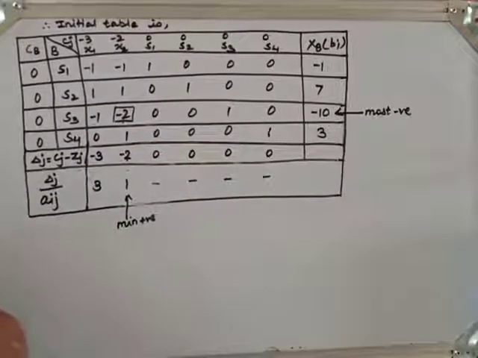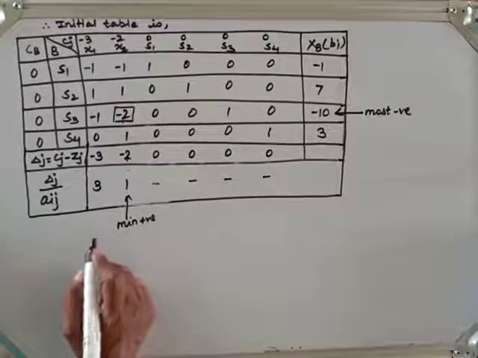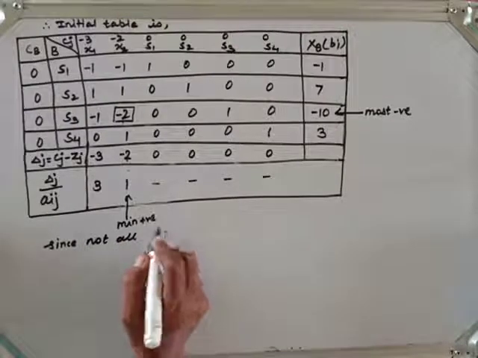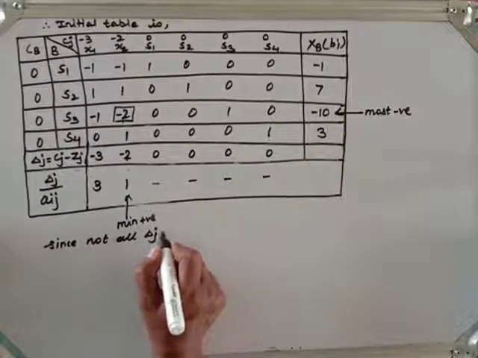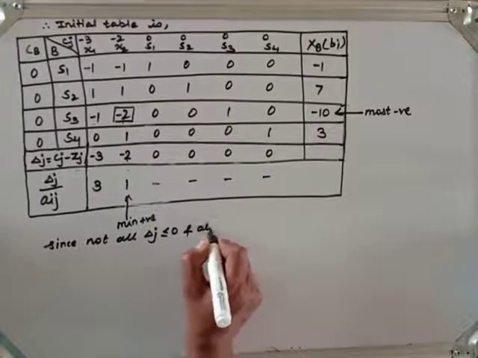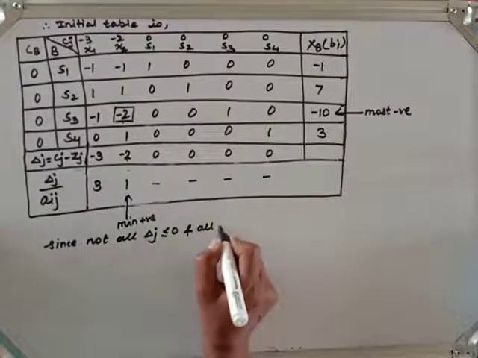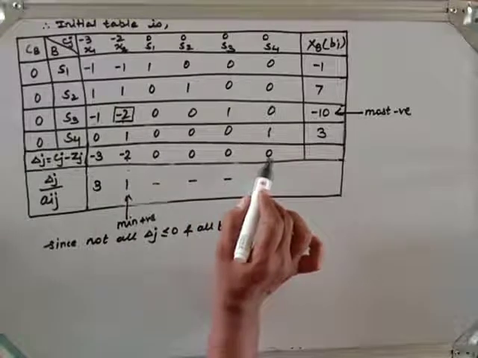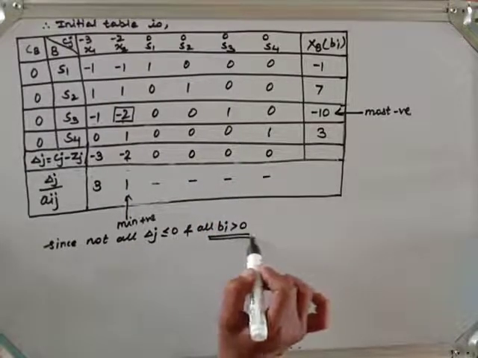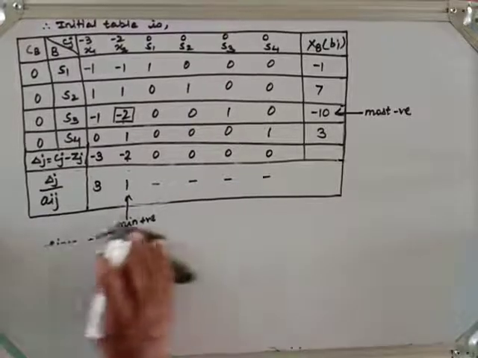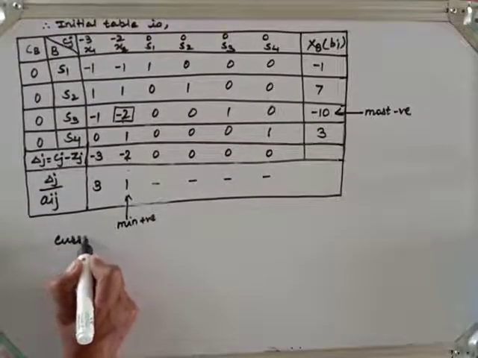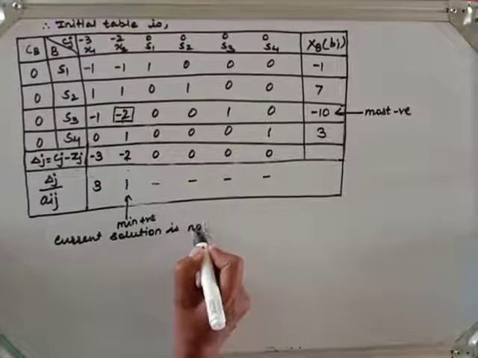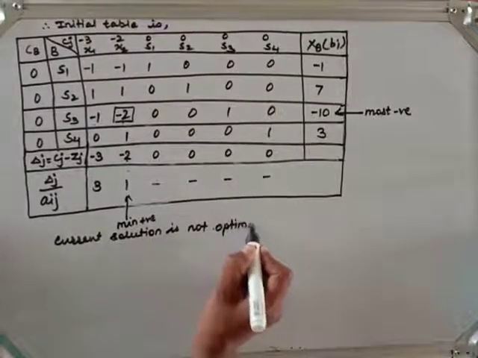So I must write here that since not all del j are less than or equal to 0 and all bi are positive, or we can observe that here all del j's are less than or equal to 0 but the bi's are not positive, I must write: current solution is not optimal.